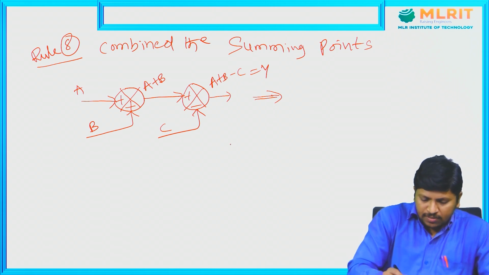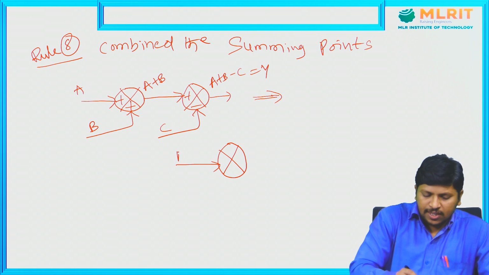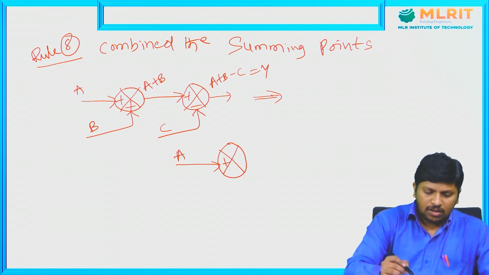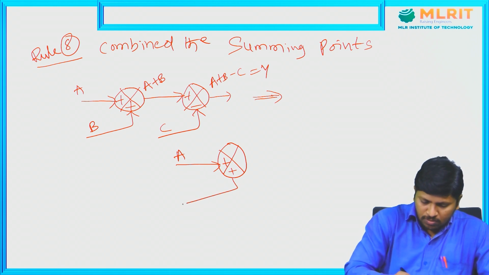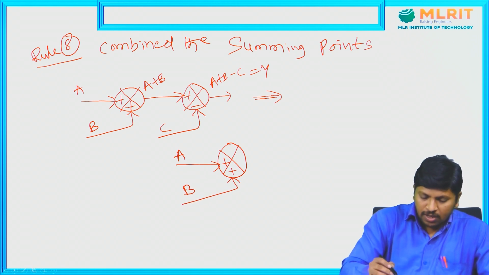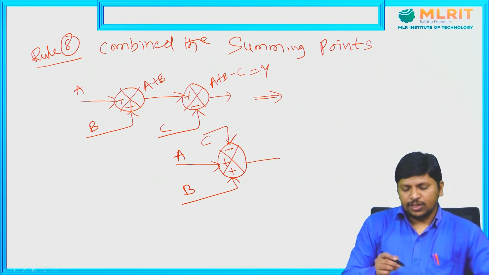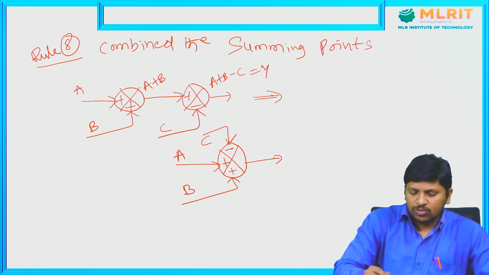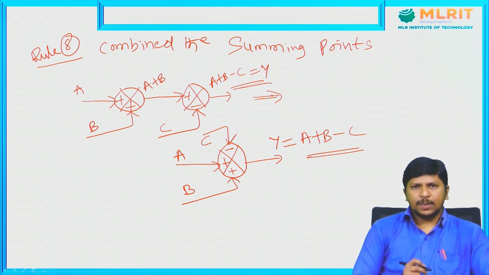I am going to draw it like this. Input signal A is positive, the B signal is also positive, and the C signal is negative. Here the C signal has the negative sign. So what is the total output? Y equals A plus B minus C. Same, right? These two are the same outputs.